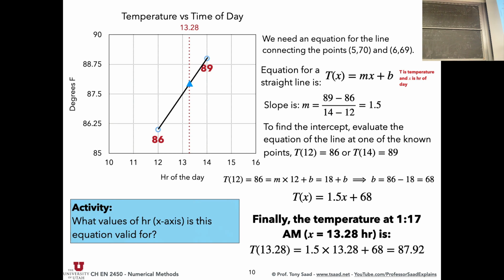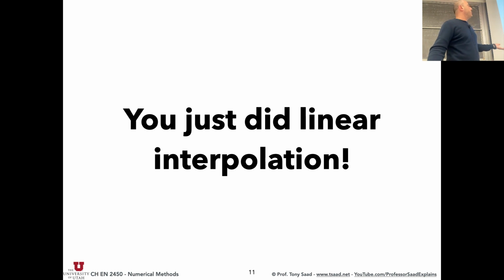To state the obvious, this equation, or this interpolant, we're going to start calling those interpolants from now on, is only valid between those 2 points. If you try to apply it outside that range, you are not guaranteed to get any reasonable value. That's called extrapolation, outside the range of the data that you care about. Okay, so you just did linear interpolation.